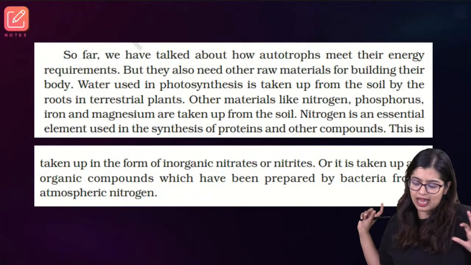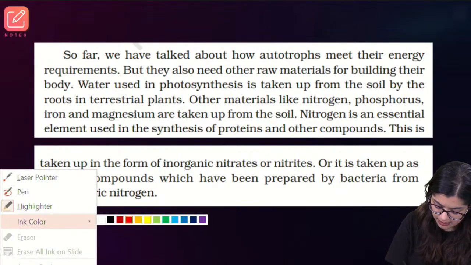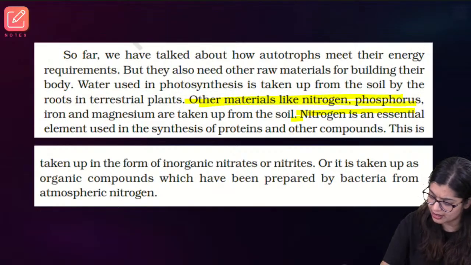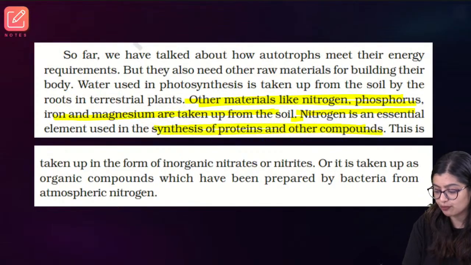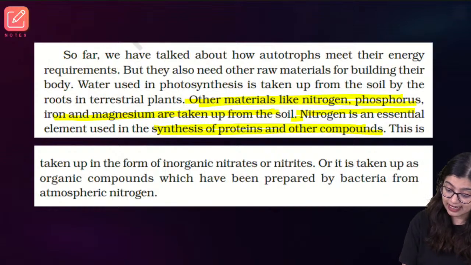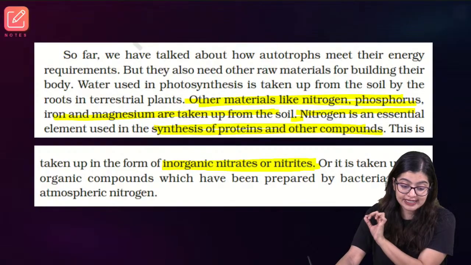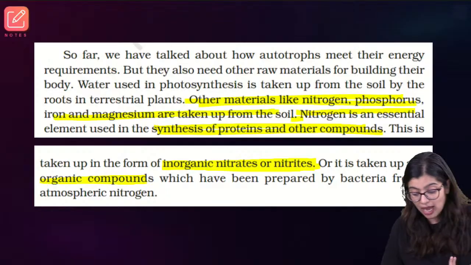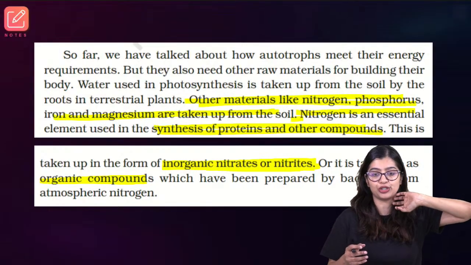So in the last paragraph, they have given you this one pointer. Other materials, right? So we see that other materials like nitrogen, phosphorus, iron, magnesium, they are all taken up from the soil, which is needed for the synthesis of proteins and other compounds. And we see that this is obtained in the form of nitrates or nitrites. Grade 8 information on nitrogen cycle. Yes, so here we see that it is obtained as nitrates and nitrites, or it can be taken up as certain organic compounds which are prepared by bacteria, where they convert your atmospheric nitrogen into usable forms.